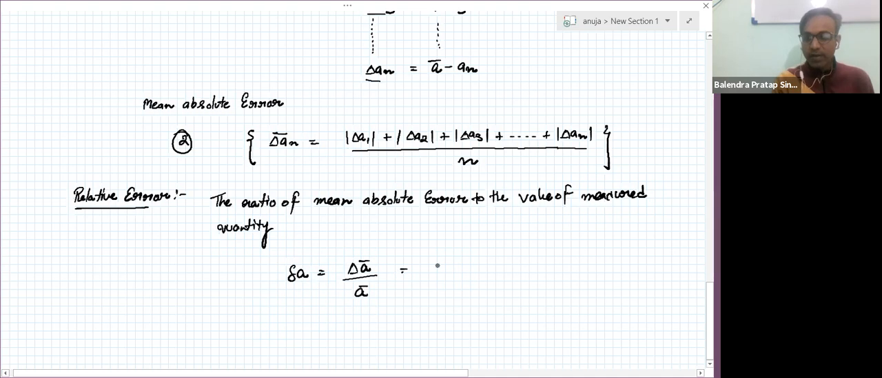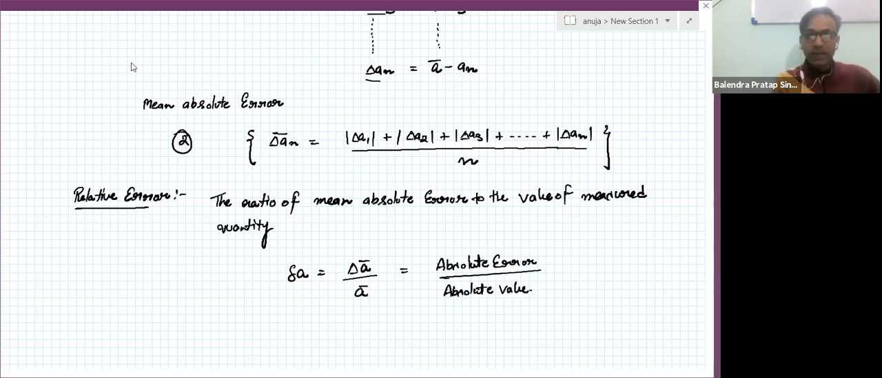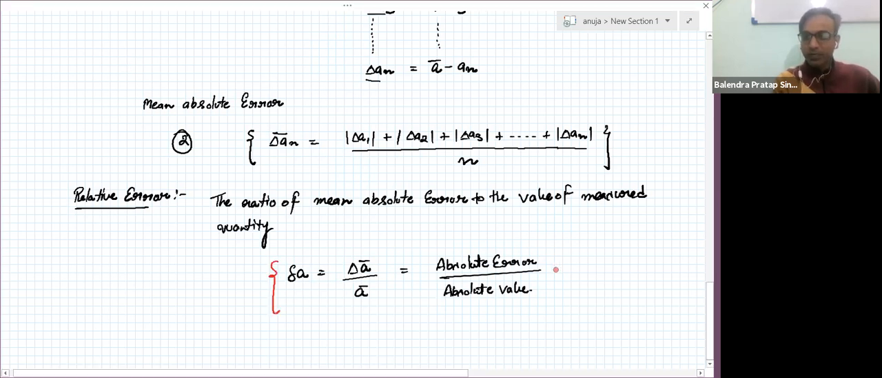You can write this as absolute error divided by absolute value. The value of the measured quantity means the absolute value. So this is the formula for finding the relative error. This is formula number 3.